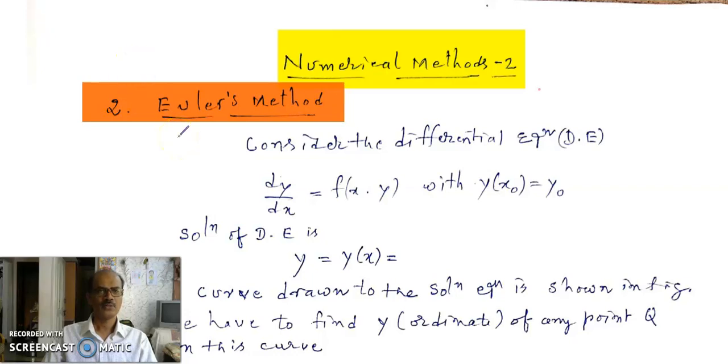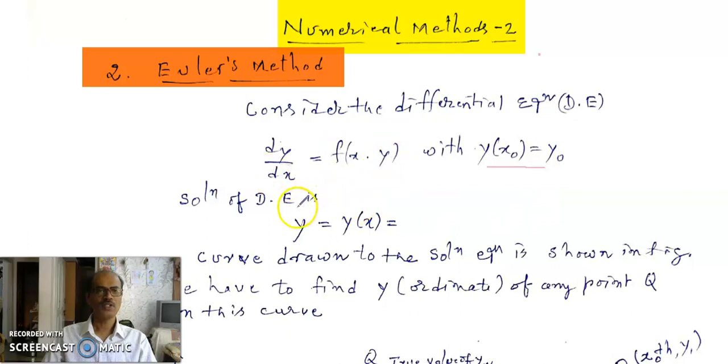In numerical methods too, we will see the second method, Euler's method of solving a linear differential equation of first order. For that I consider a linear differential equation of first order whose general equation is dy by dx is equal to f of x comma y with an initial condition y of x naught is equal to y naught. We know the solution of this differential equation is y is equal to y of x.